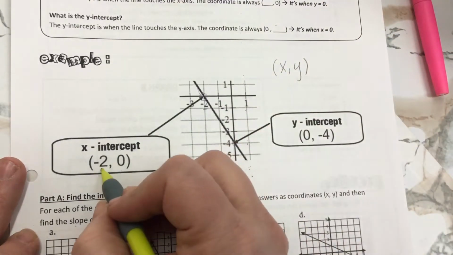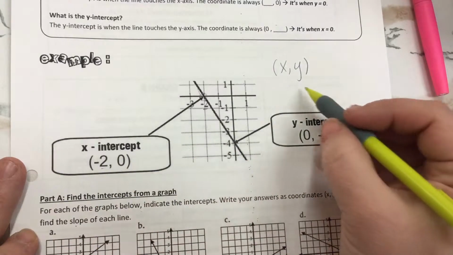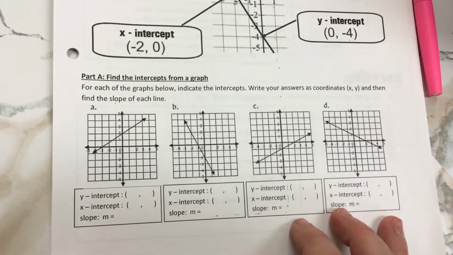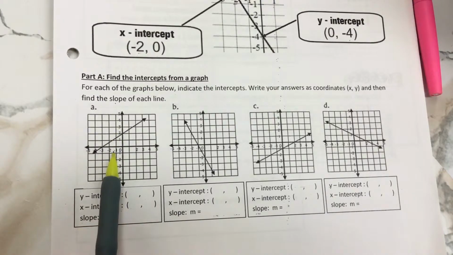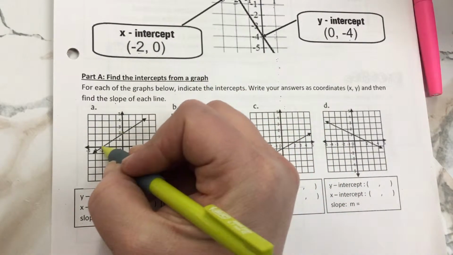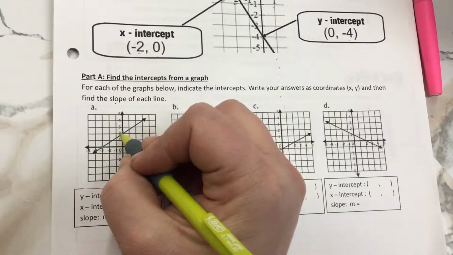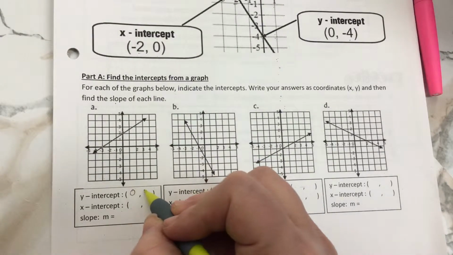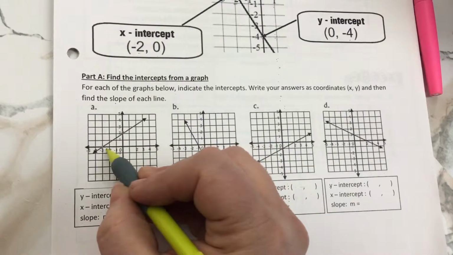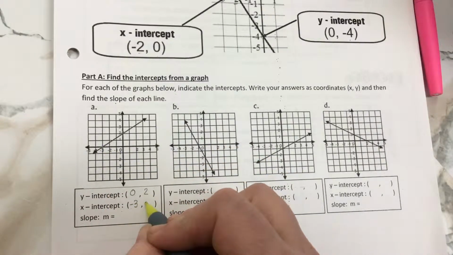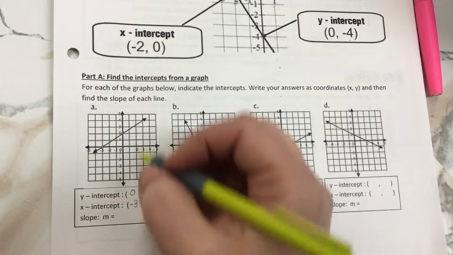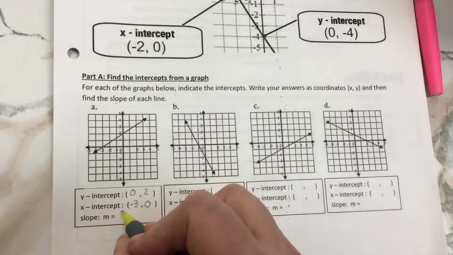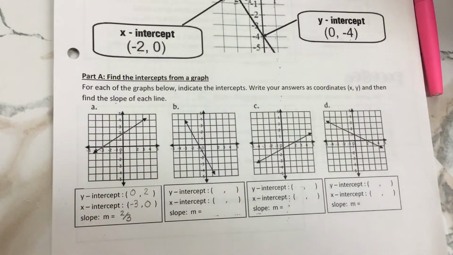So for the x-intercept, you'd have a number in the x place, and for the y-intercept, you'd have a number in the y place. So then if we go here for an example, if I'm asking you to find the intercepts of this line, it's where they touch the axis, so here and here. So this would be the y-intercept. Okay, so the y-intercept would be 0, 2, and the x-intercept would be -3, 0, and the slope would be, again, it's always rise over run, so that would be 2/3. So that would be the slope, okay?